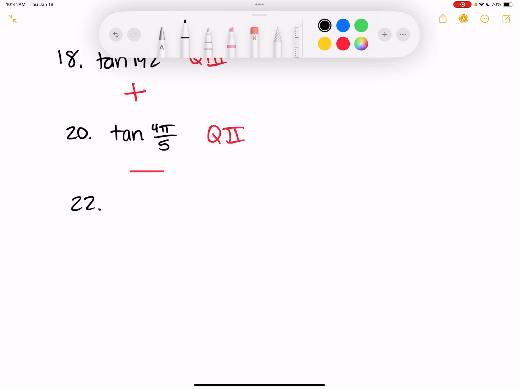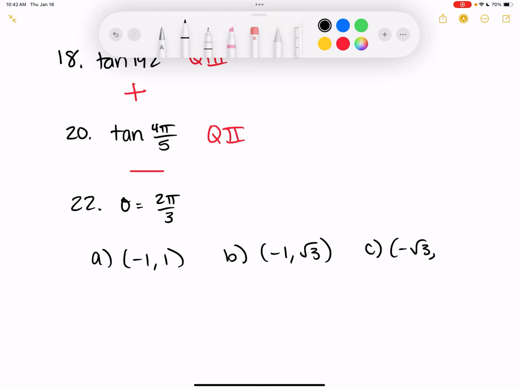22. So these ones say to choose the point on the terminal side of theta. It gives us theta is equal to 2 pi over 3, and it wants to know which point aligns with that. It gives us 3 points. Point A is negative 1, 1. B is negative 1, root 3. And C is negative root 3, 1.